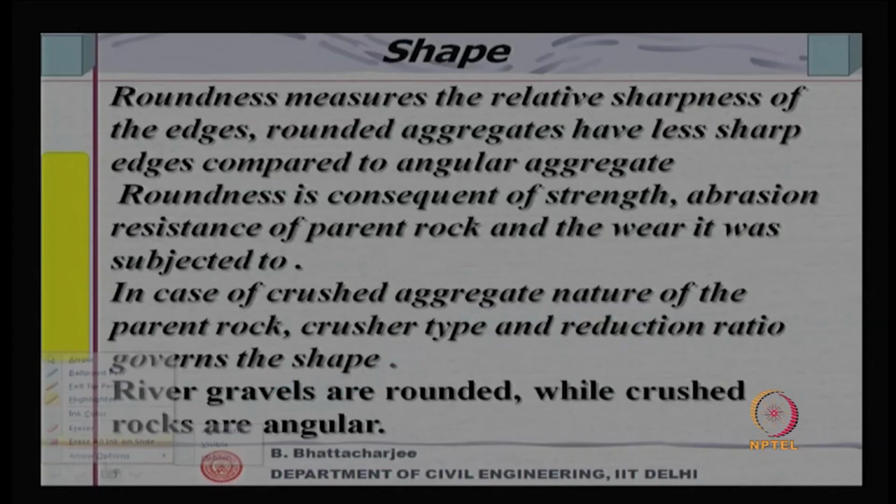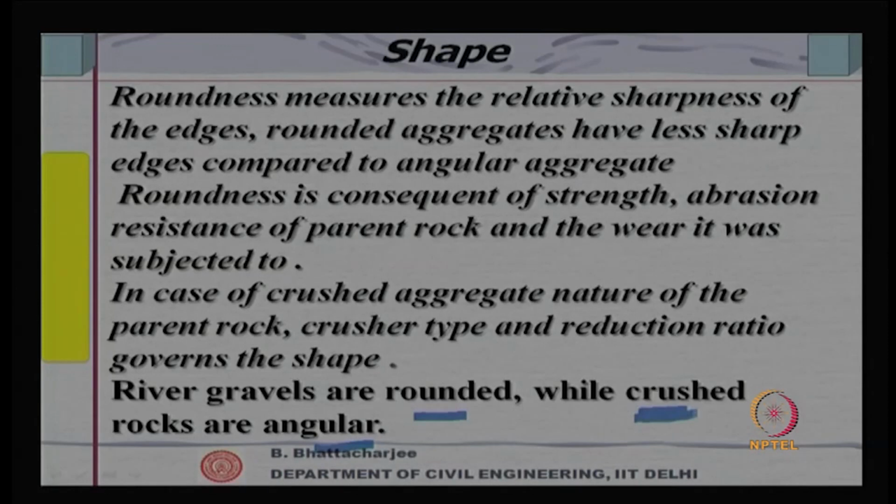River gravels of course are rounded, while crushed rocks are angular. So, this is what we must understand. By and large, crushed rocks will be angular and river gravels should be rounded. Naturally available river sand is also rounded, whereas crushed stone, if I use stone dust, is likely to be angular in shape, because while crushing it will fail on the possible failure planes and it is unlikely that it will have a rounded shape.